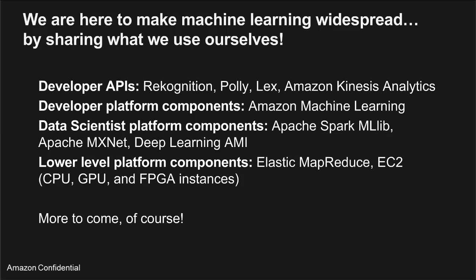All of this is based on a foundation of low-level platform components, whether it's Elastic MapReduce or EC2 in the form of high-performance CPU instances, GPU-based instances, as well as FPGA instances. And this is, of course, a work in progress. There's more to come in all of these areas. More AI and machine learning is done in AWS than anywhere else in the world, and we want to continue making that part of our promise and part of the value of the AWS platform.